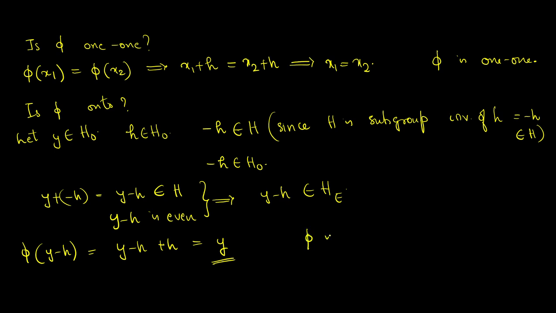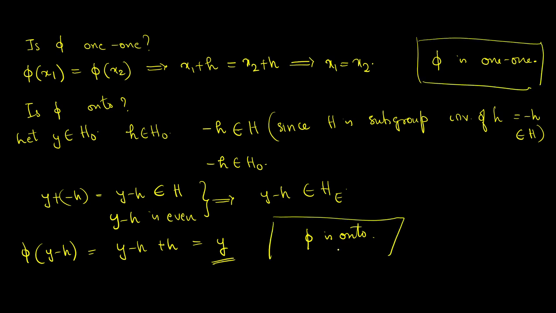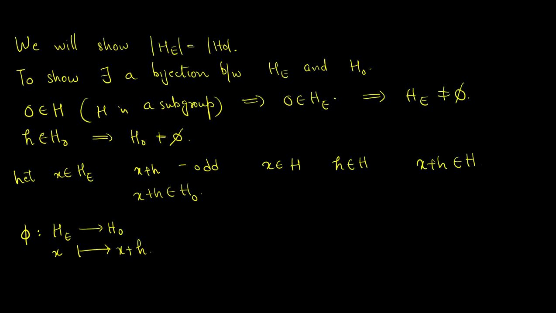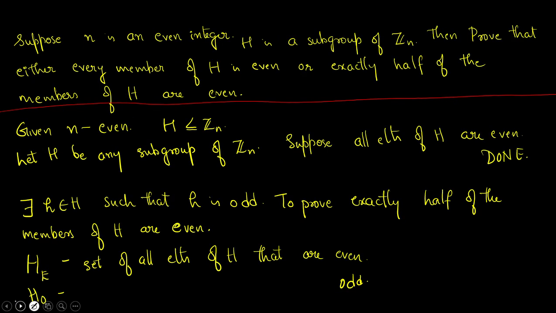So phi is onto. So phi is 1-1 and phi is onto. That means phi is a bijection. Since phi is a bijection, the cardinality of HE and the cardinality of HO has to be equal. So that means exactly half of the elements in H are even and the other half is odd.